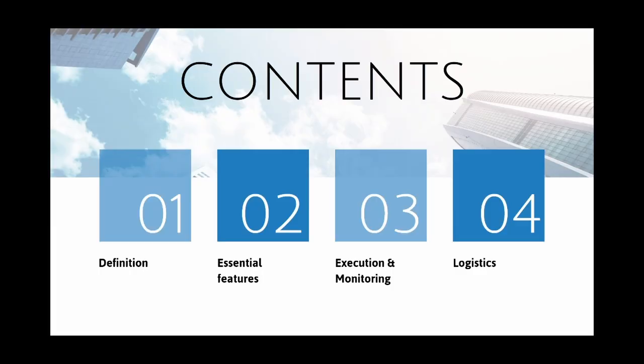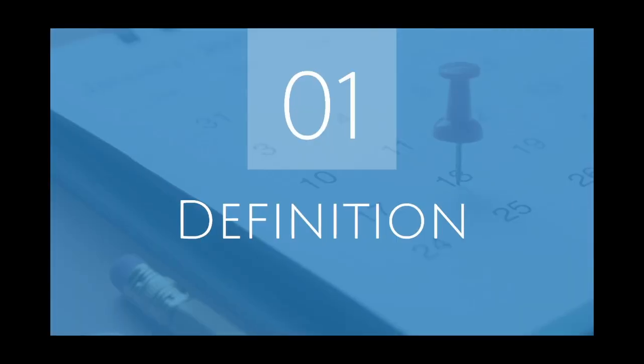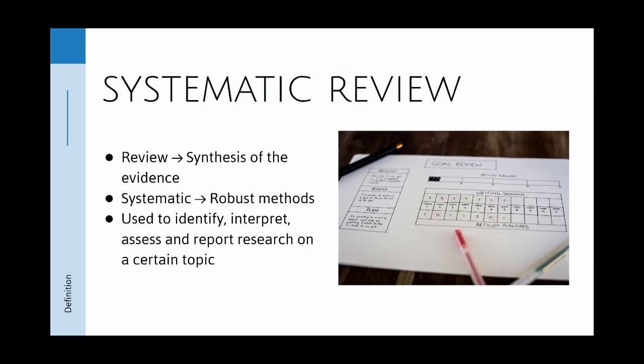So these are the contents of this video. So let's start with the definition. What is a systematic review? A systematic review is a type of scientific article. It's a review because it's a synthesis of the evidence, and it's also systematic. And this feature is very important because by being systematic, it has robust methods that can be replicated by other people and are used to identify, interpret, assess, and report research on a certain topic. In fact, it is to answer a specific question.